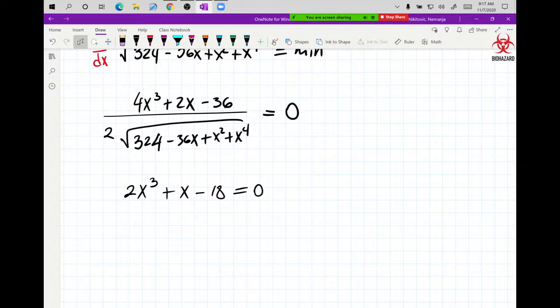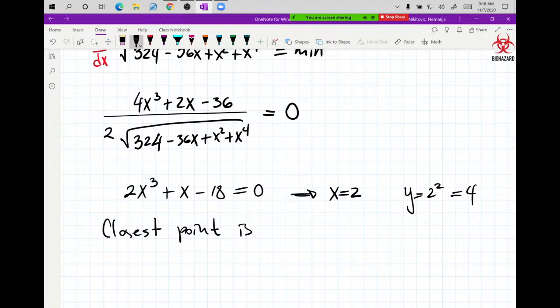So we get two complex numbers that we don't care about. When you solve this, you get x equals 2. Now that I have this, I can calculate y, and y was x squared, so 2 squared is equal to 4. So the closest point is (2, 4). Any other point on that parabola will be further away from (18, 0).